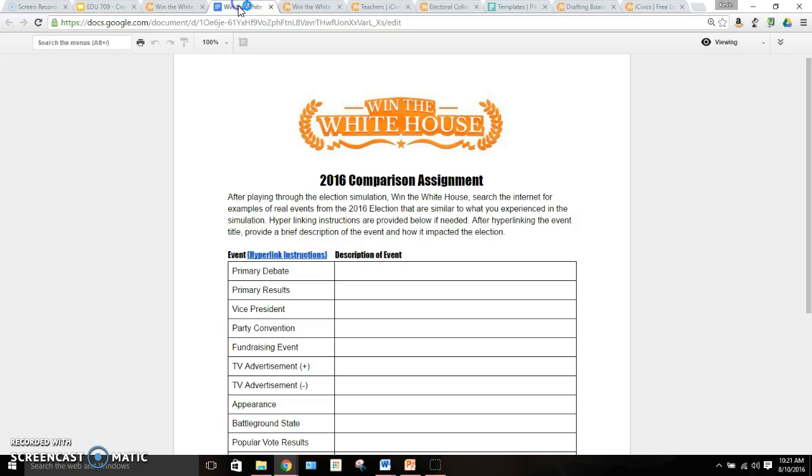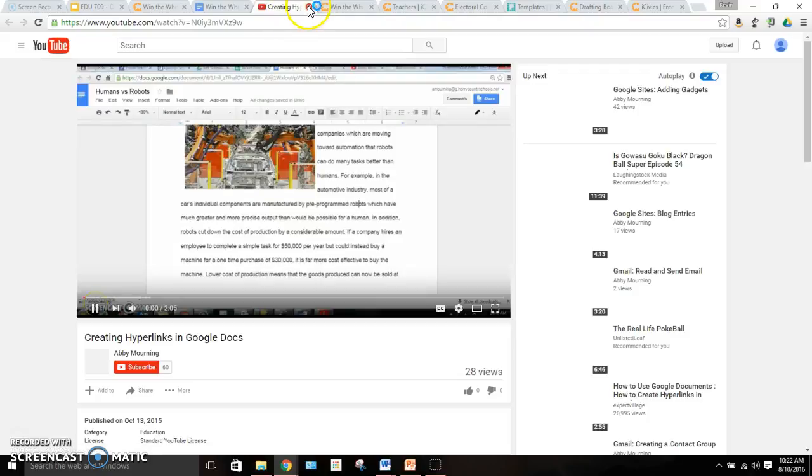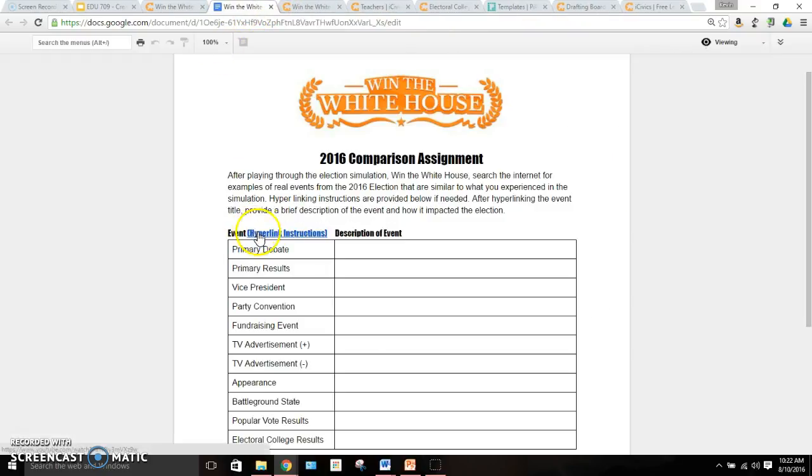The overall assignment looks something like this. Tried to make it as nice looking as I could. So they play through here, then they have to find a real life example, right? They have to come here, they have to take the primary debate, they would have to hyperlink that, and then here's a hyperlink instruction. They can actually click on that and it takes them to a video that explains how to hyperlink here, creating hyperlinks in Google Docs. So they can do that, and then they have to highlight, hyperlink this to their website.